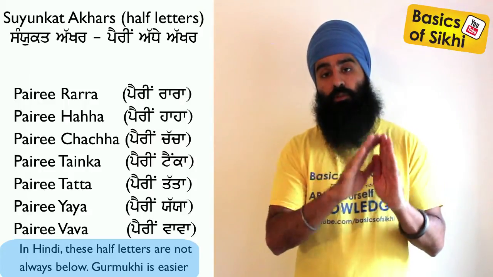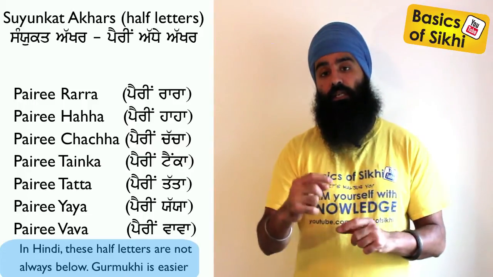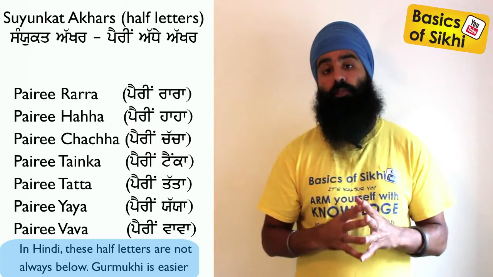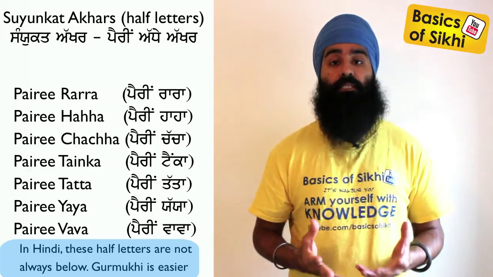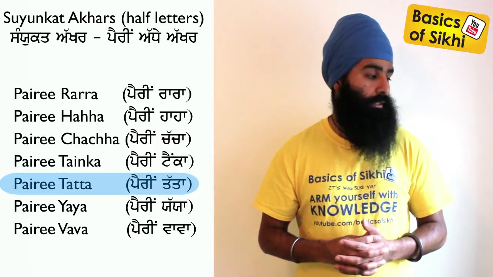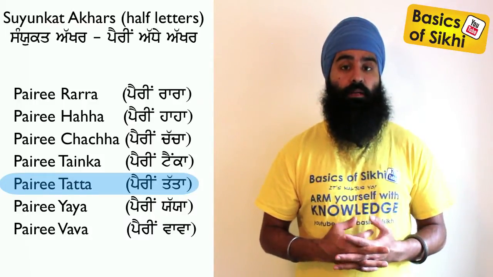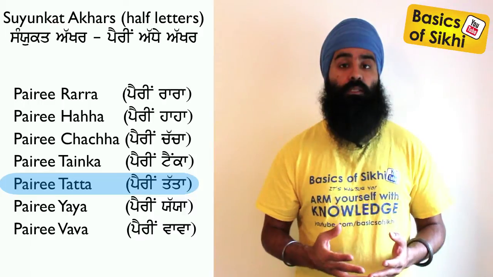So what you see is always in the main bit, the akhars, and anything which attaches goes underneath or on top, which is why Gurmukhi really is much simpler than Hindi. Yeah, it's very easy to learn as well. Okay, so the next one is the pairee tatta. Yeah, and this does come up quite a few times in Gurmukhi, right?